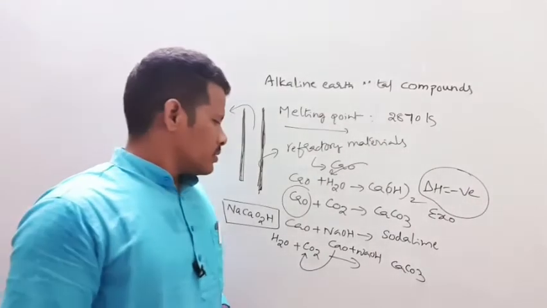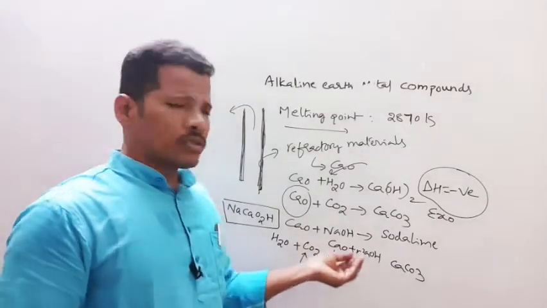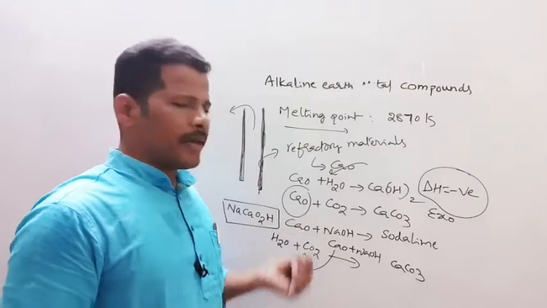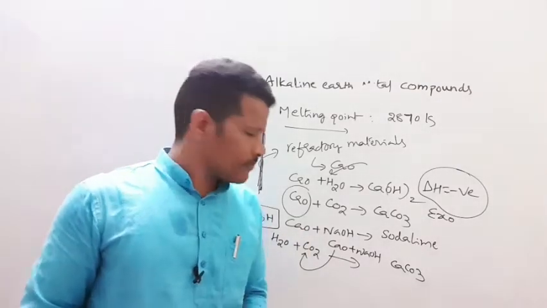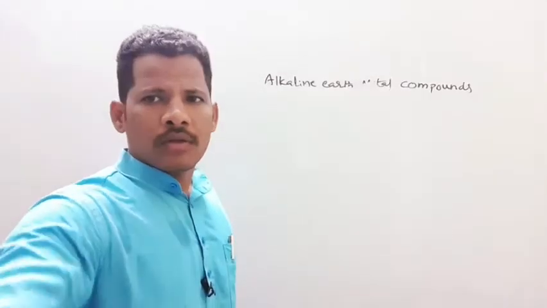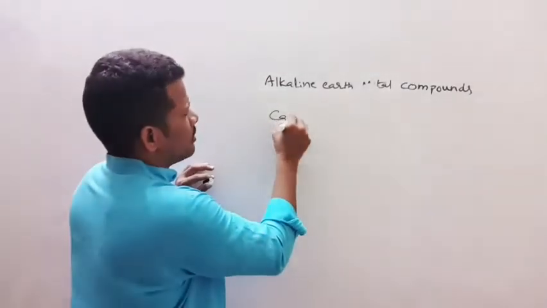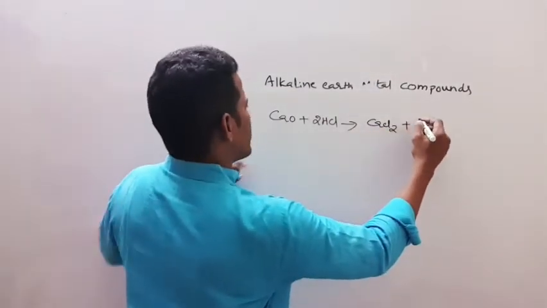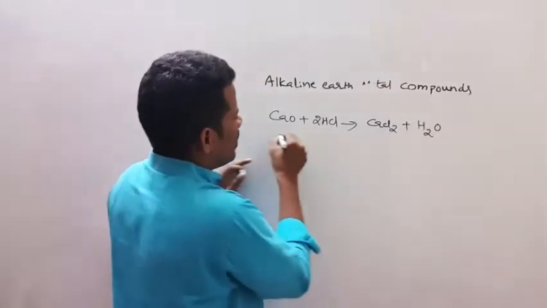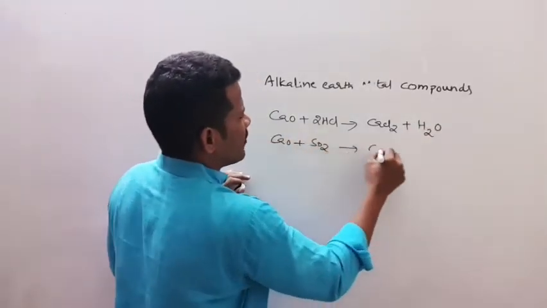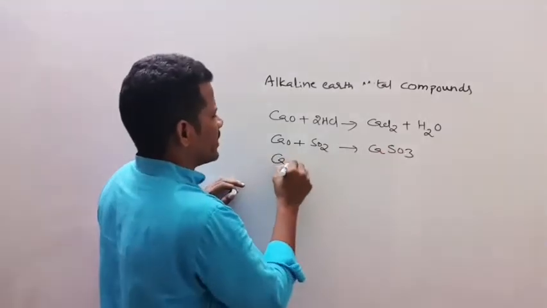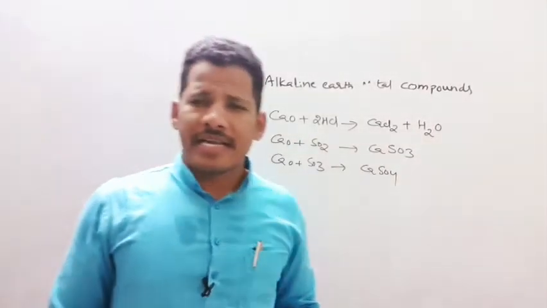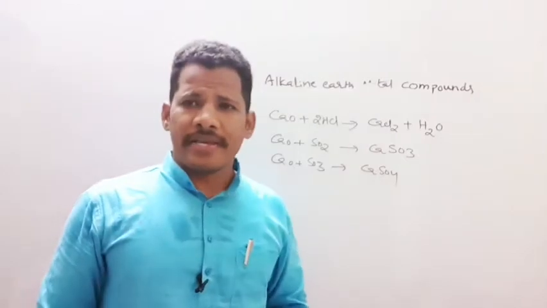Okay. And here it removes carbon dioxide. So soda lime is prepared from quicklime. Remember that point. Soda lime is a mixture of calcium oxide and sodium hydroxide, and it reacts with acids like HCl. Reacting with acids, it forms calcium chloride and water. It reacts with sulfur dioxide to form calcium sulfite. It reacts with SO3 to form calcium sulfate. So calcium sulfite and calcium sulfate were formed here.